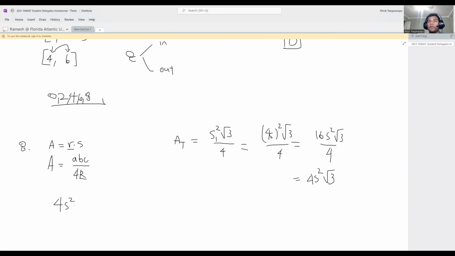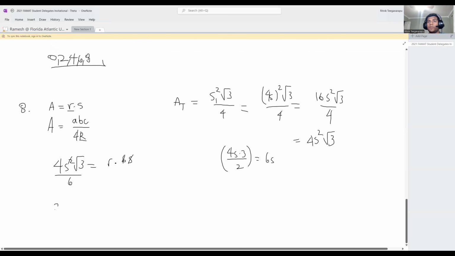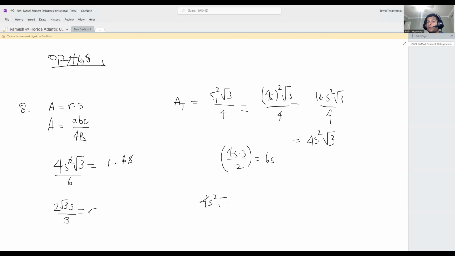So 4s squared root 3 equals r times the semiperimeter. Here the semiperimeter is just 4s times 3, because there are 3 side lengths that are identical, all divided by 2, which results in 6s. So r times 6s. We divide out an s and divide by 6. So therefore, the inradius r is going to be 2 root 3 s all over 3. As for our circumradius, we have that the area is 4s squared root 3.